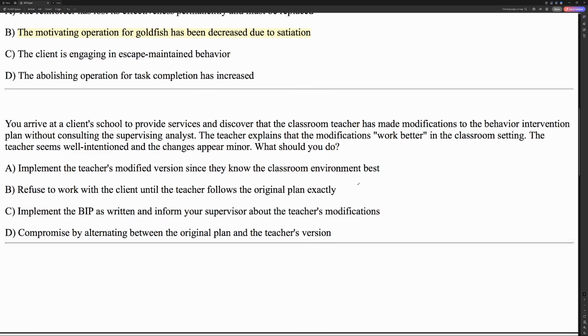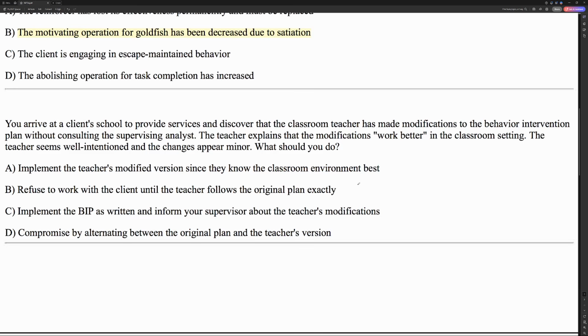What should you do? It always becomes tricky as a behavior technician when you're going to somebody else's environment, especially a classroom, because you're not in charge and your supervisor is not necessarily in charge because it's that teacher's classroom. And while you still must do what's best for your client, you still got to consider you're in that teacher's classroom.